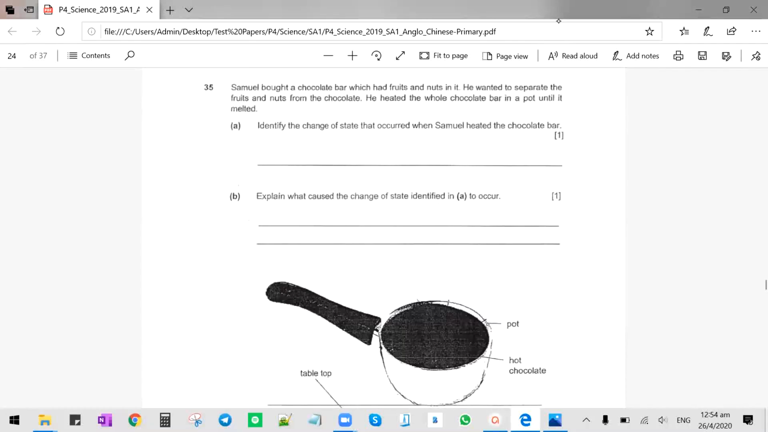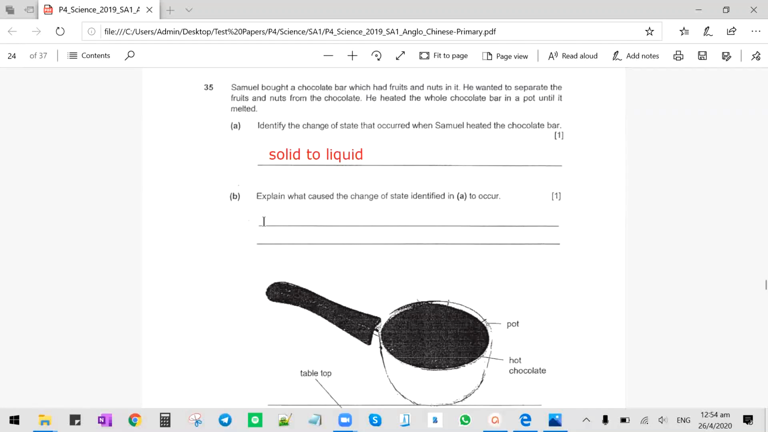Samuel bought a chocolate bar which had fruits and nuts in it. He wanted to separate the fruits and nuts from the chocolate. He heated the whole chocolate bar in a pot until it melted. Identify the change of state that occurred when Samuel heated the chocolate bar. Okay, this chocolate bar is what? Solid, right? Now I heat it up, it becomes this kind of thing, what is this called? This is a liquid. So it's solid to liquid.